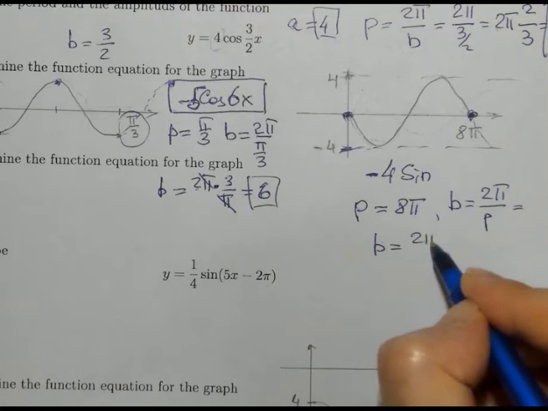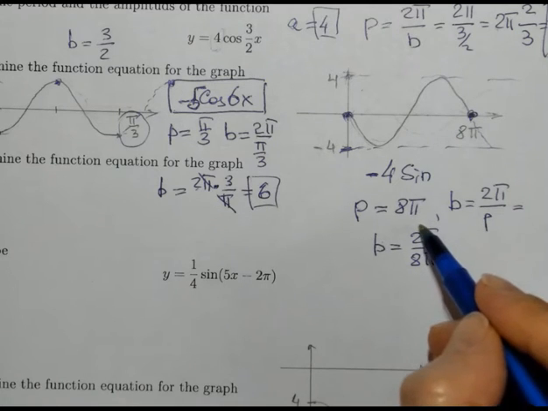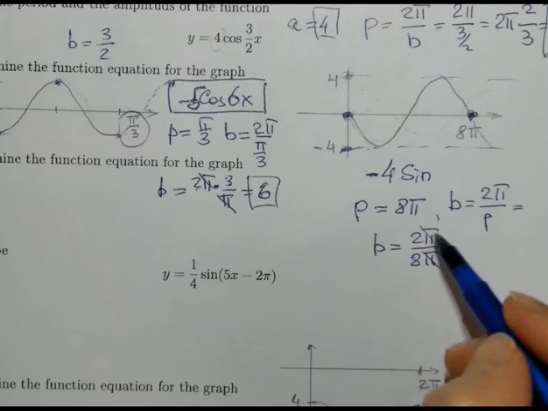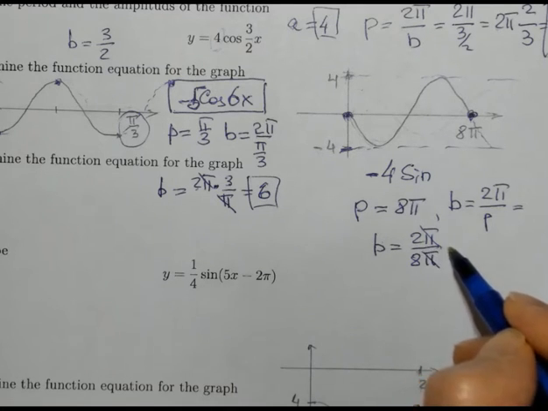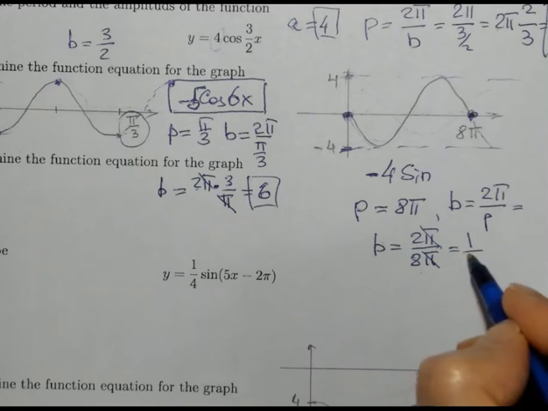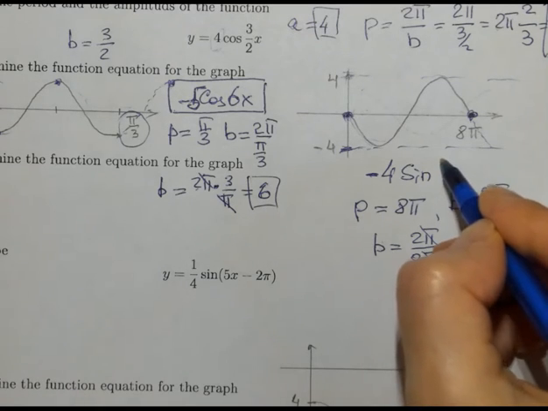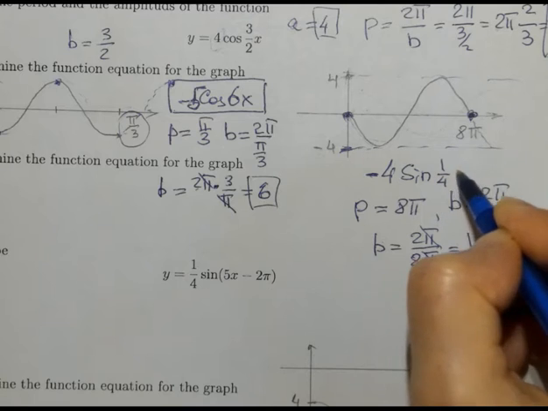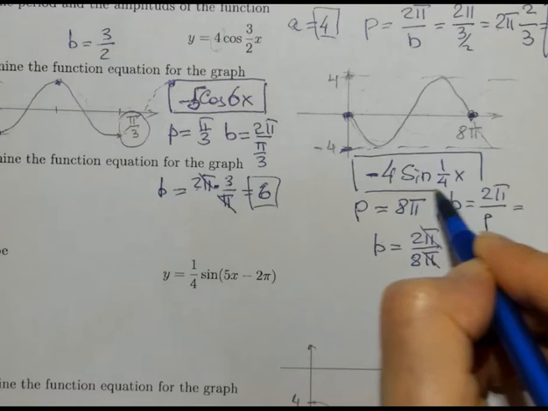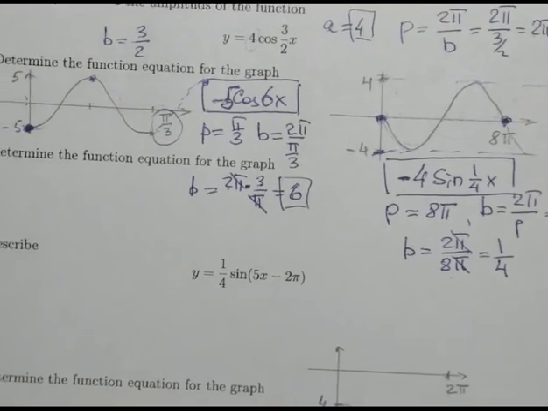2 pi divided by 8 pi. Pi in the numerator and denominator will be cancelled out, and we can divide numerator and denominator by 2. 2 divided by 2 is 1. 8 divided by 2 is 4. b equals 1/4. So we have the function -4 sine 1/4 x, or sine x over 4.